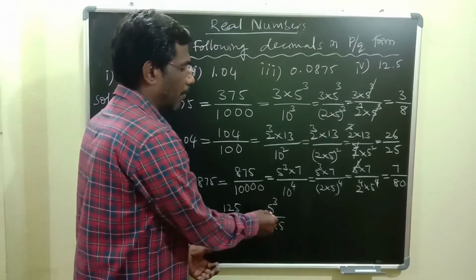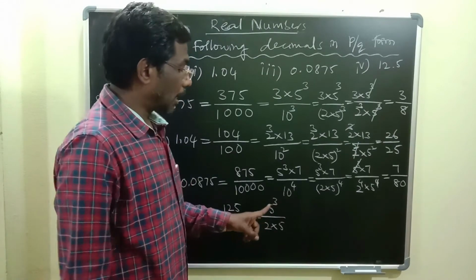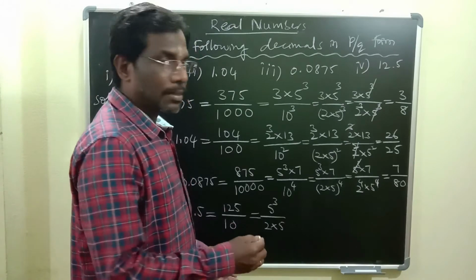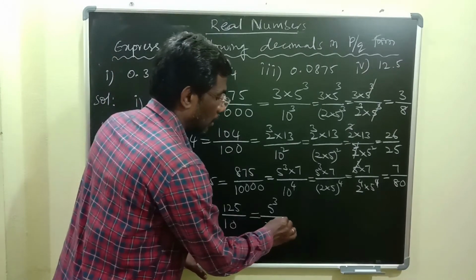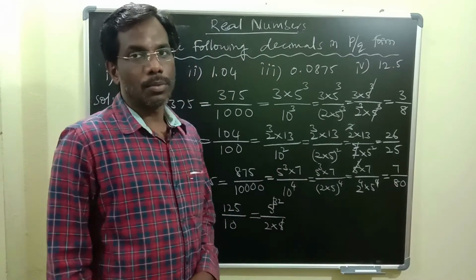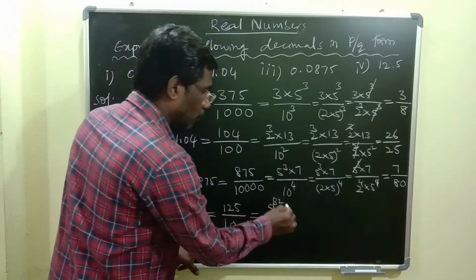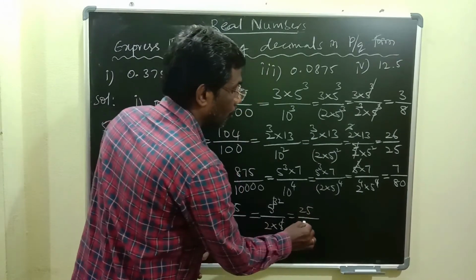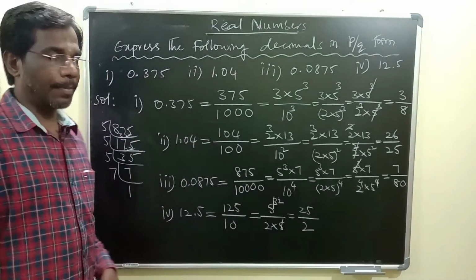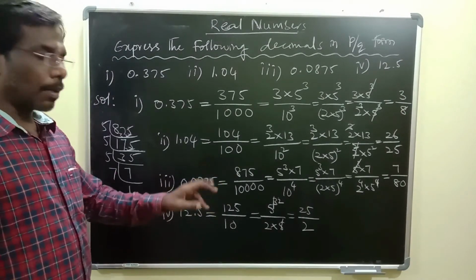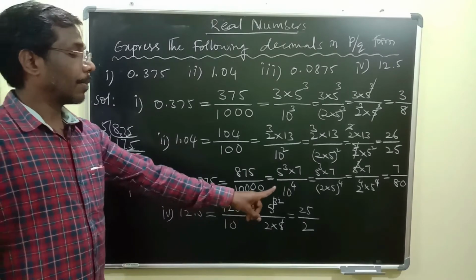Now in the numerator we have 3 fives, in the denominator we have 1 five. If we cancel 1 five from both, the numerator has 2 fives. Then 5 square is what? 25, and the denominator has 2. So that is 25 by 2. Therefore, the P by Q form of 12.5 is 25 by 2.